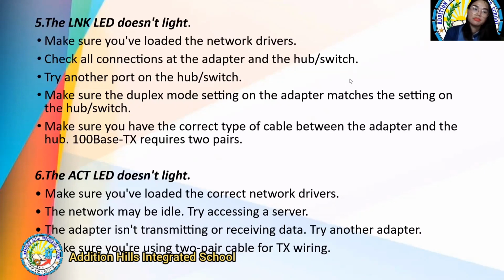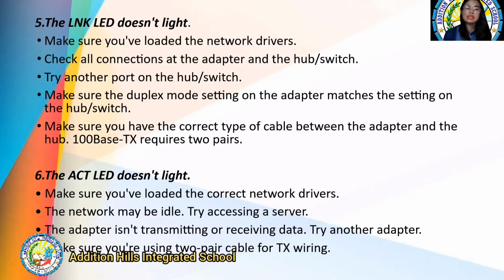Number five: the link LED doesn't light. Make sure you have loaded the network driver, and check all connections at the adapter and the hub. Try another port on the hub or switch. Make sure the duplex mode setting on the adapter matches the setting on the hub or switch. Make sure you have the correct type of cable between the adapter and the hub. 100BaseTX requires two pairs.